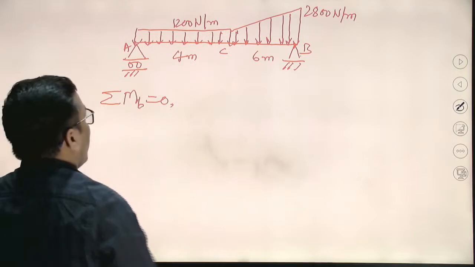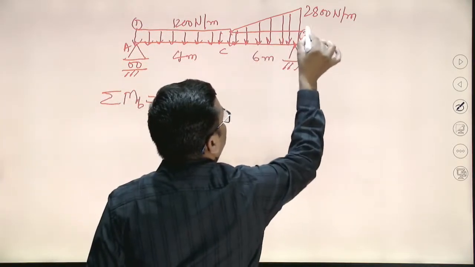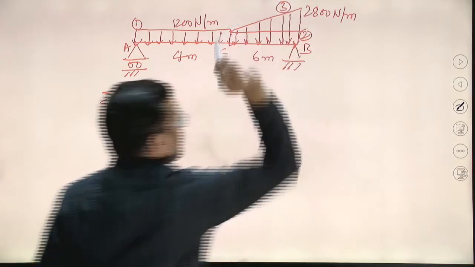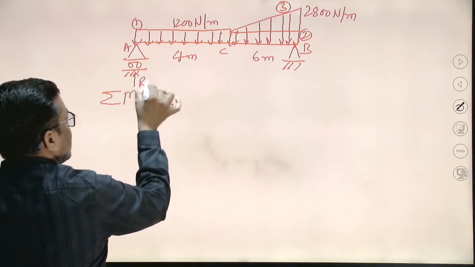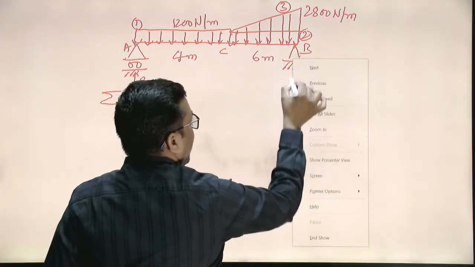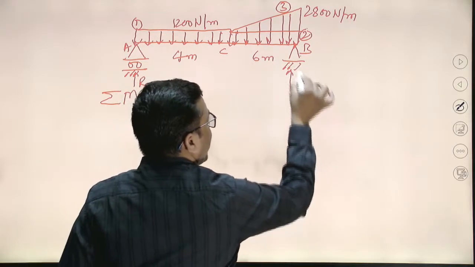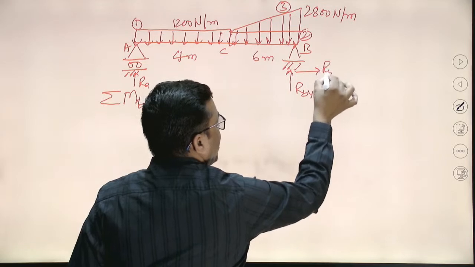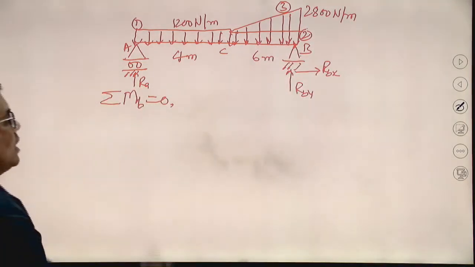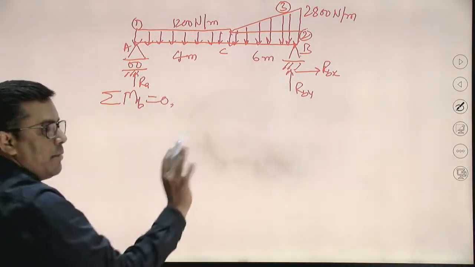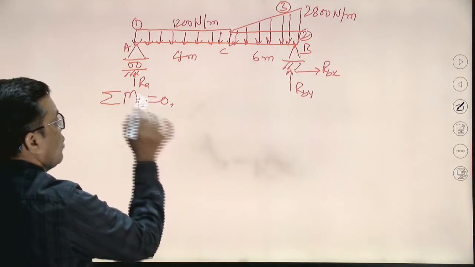Again, this is 1, this is 2, and this is 3. Let's start. This is RA. These were all the things I had. And sorry, this is RBY and this is RBX. Okay, no problem. Is it okay? Let's go ahead. I am not writing sigma Fx and sigma Fy equal to 0. I am only writing sigma M B equal to 0.